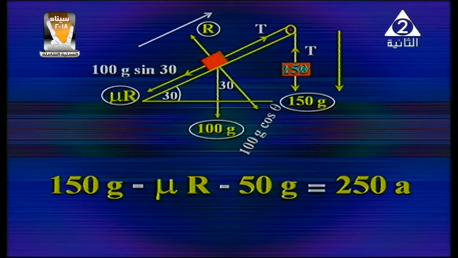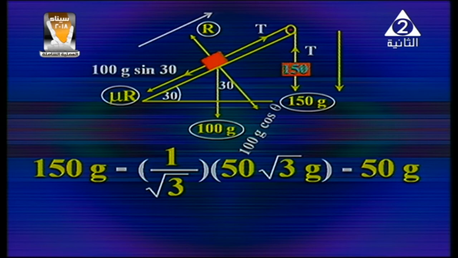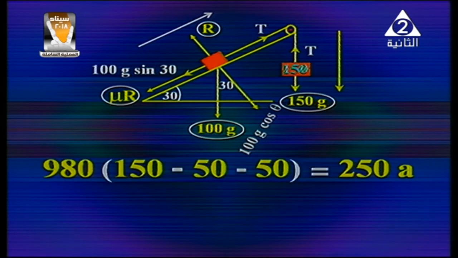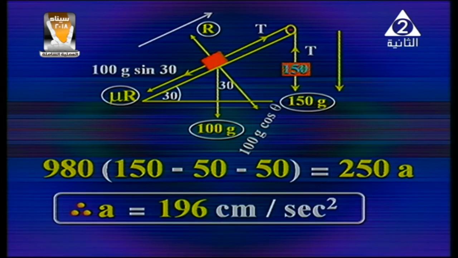We have the coefficient mu and R and g to find the value of acceleration a. By substitution, 150 g minus 1/√3 multiplied by 50√3 g minus 50 g equals 250 a. Then find the value of a by substituting g as 980. Then the acceleration is 196 centimeter per second square.